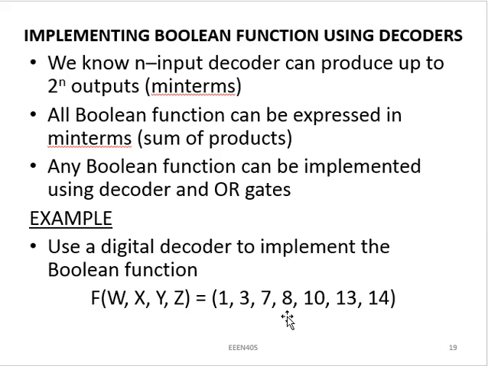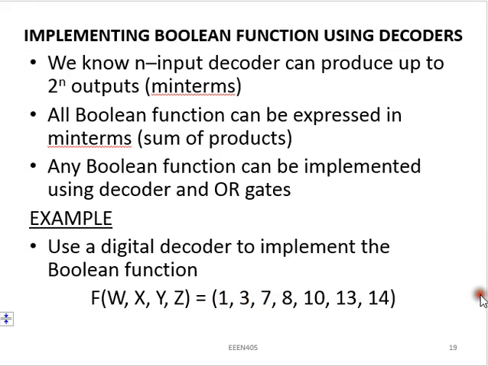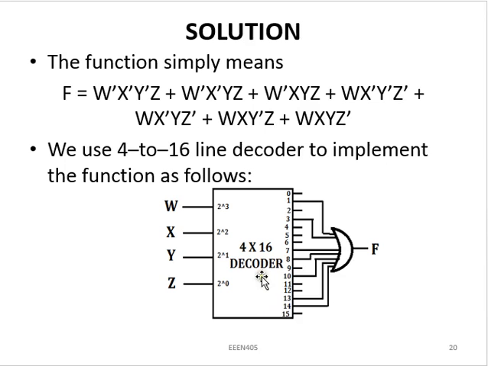Now I'll go to my function and see I have 1, I have 3, I have 7, 8, 10, 13, and 14. All these ones are tapped from the output of the decoder and passed through the input of OR gates, and finally the output of that OR gate represents my Boolean function.